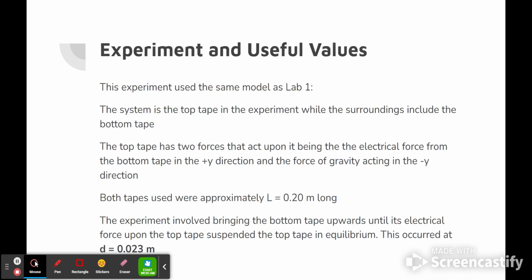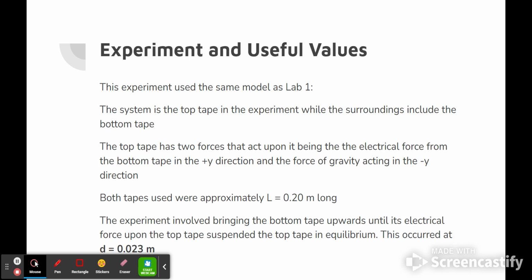Moving on to the experiment itself. The system was the top tape, and the surroundings included the bottom tape. The top tape had two forces acting upon it: the electrical force from the bottom tape in the positive y direction, and the force of gravity downward on the top tape in the negative y direction.